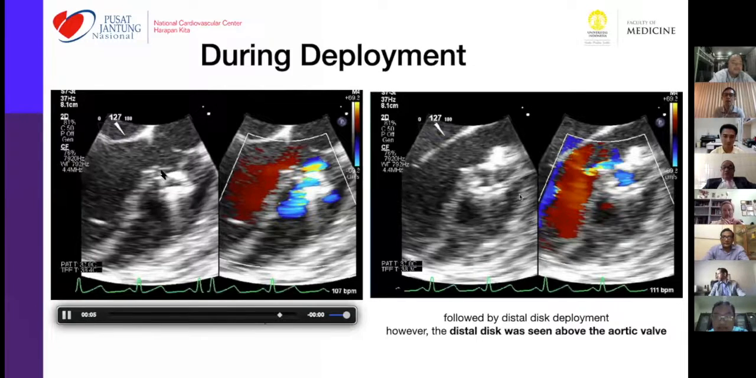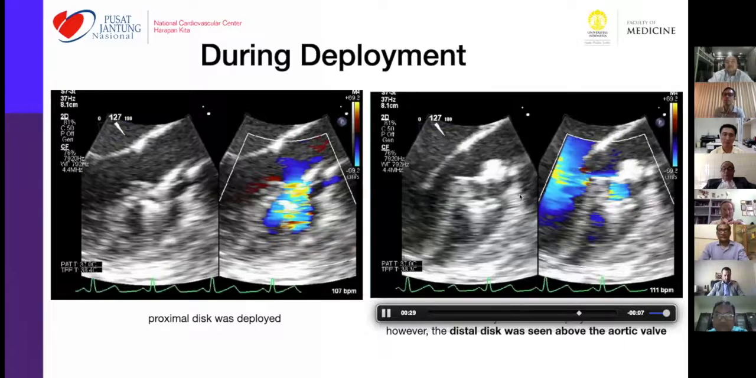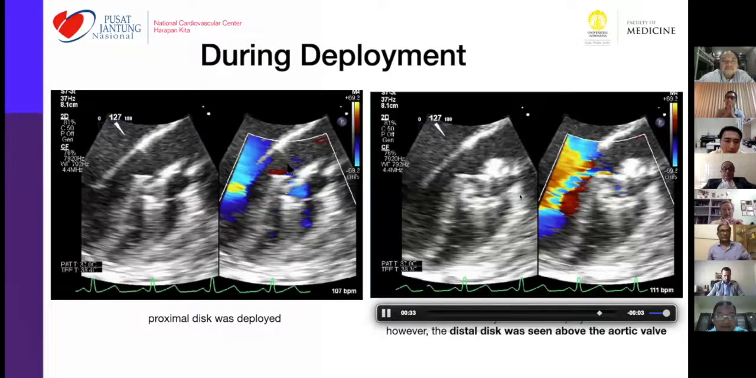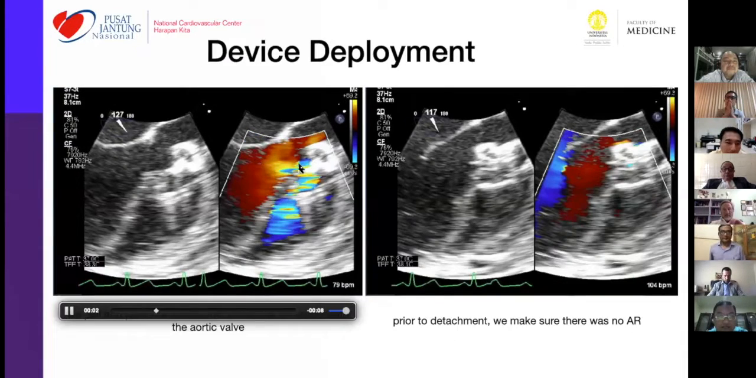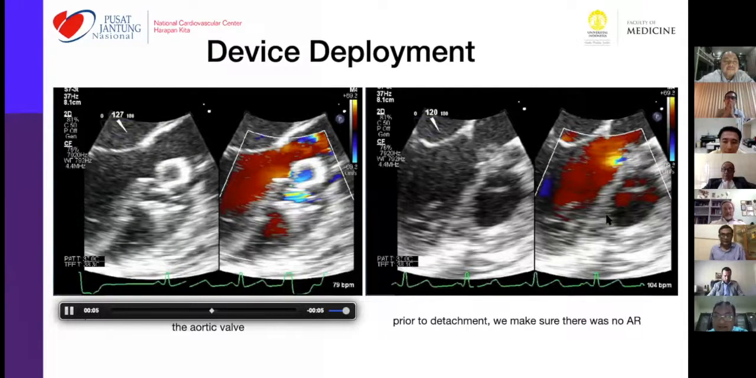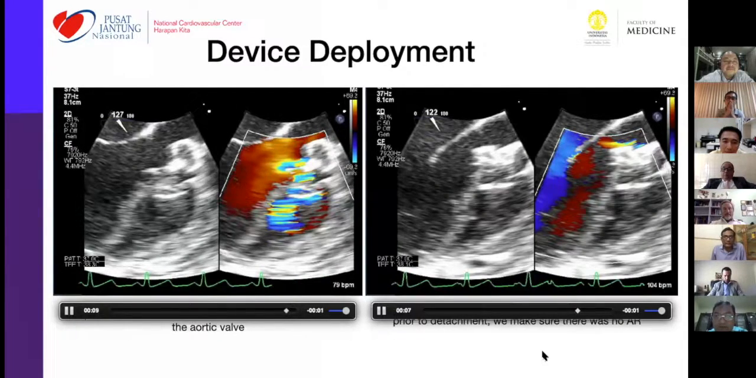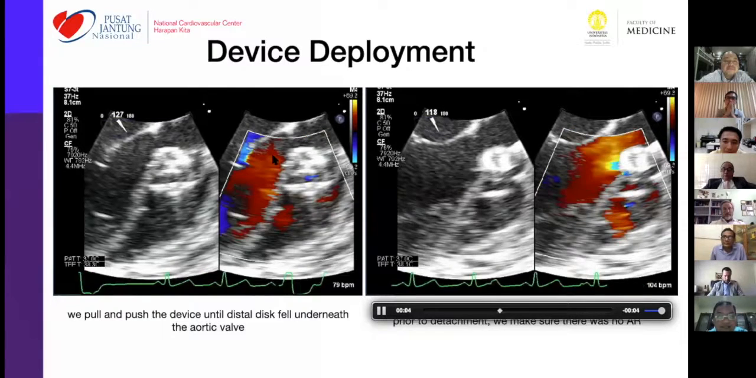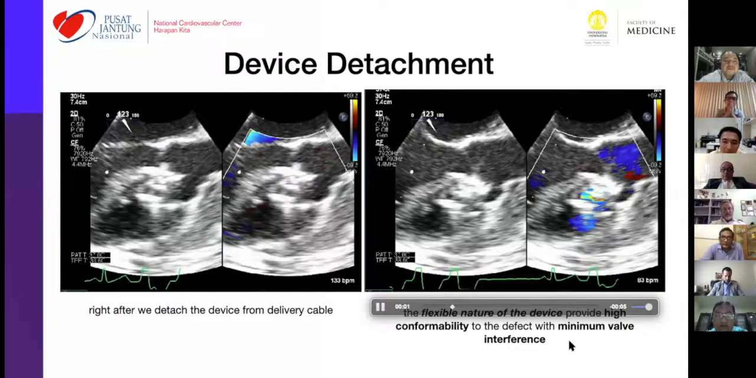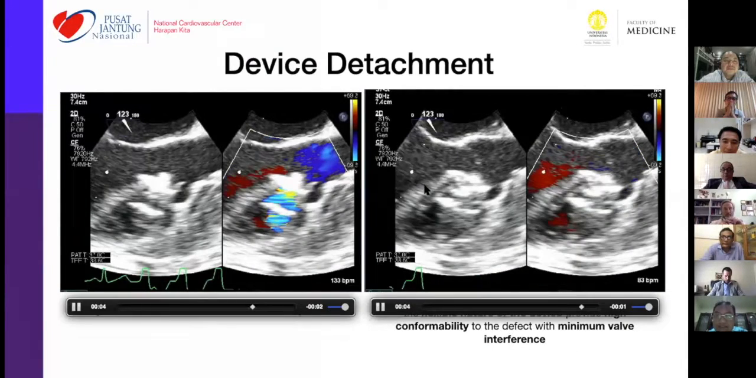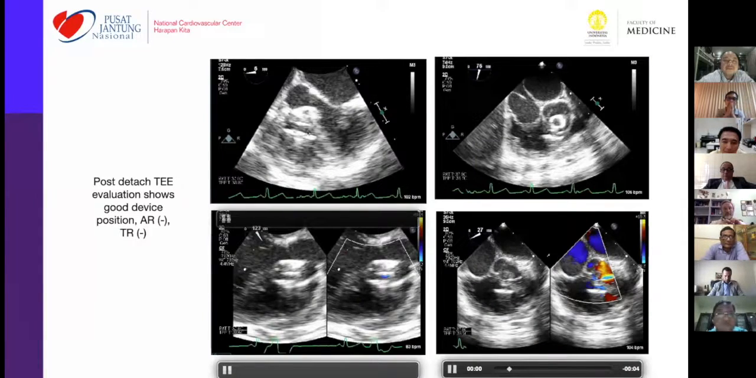right? On the LV side it is still under the aorta, and then we pull a little bit, and then it goes to a better shape. We can see this is still trivial AR because of the cable. After that, we release the device, and there's no AR. So this is the post detachment. You can see the results.